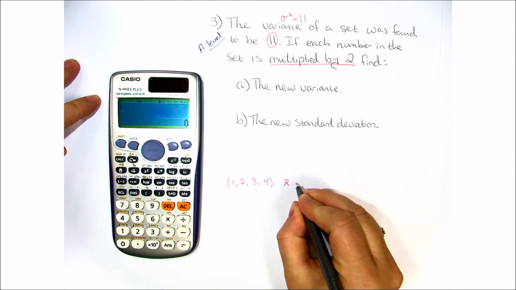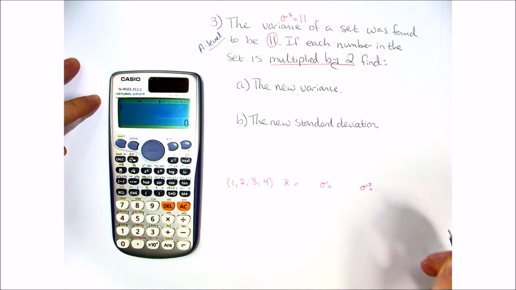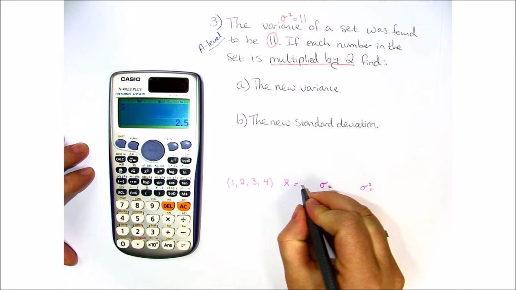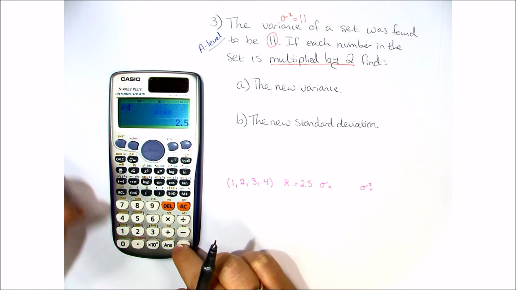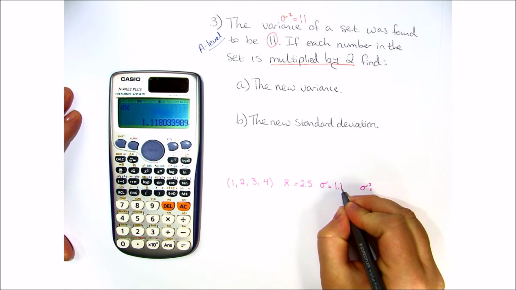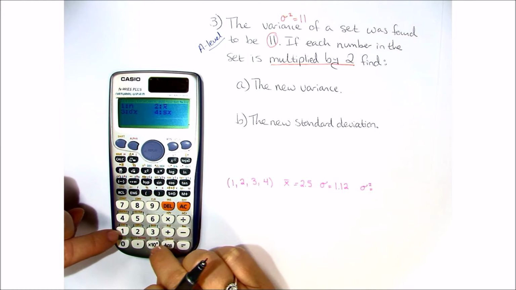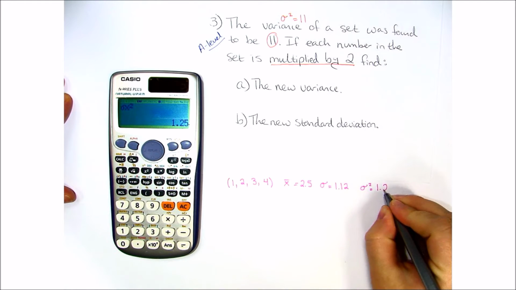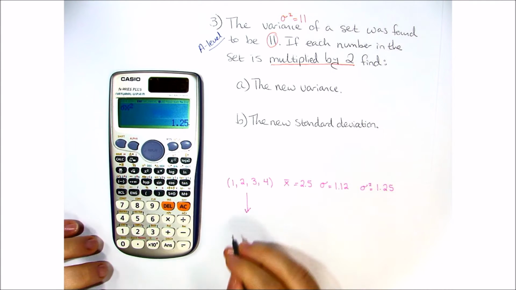We're going to do the mean, the standard deviation, and the variance. So Shift 1, go into 4. The mean is 2.5. Okay, next, the standard deviation is 1.12, and the variance is the standard deviation squared. So that is 1.25.